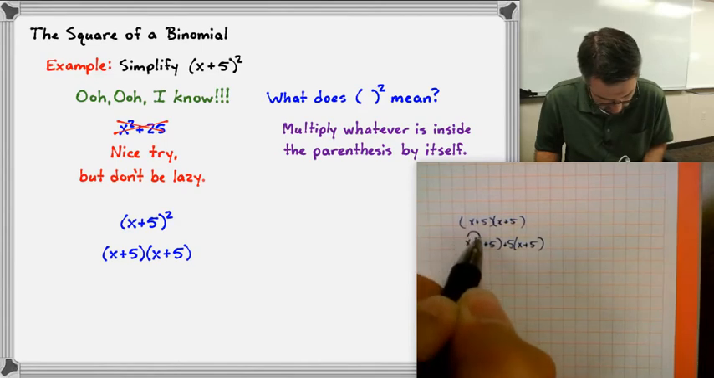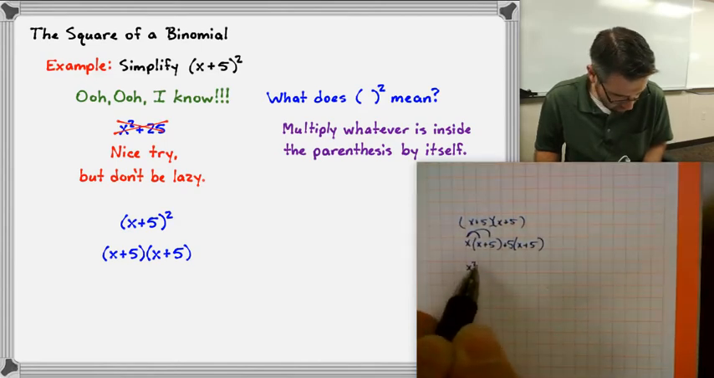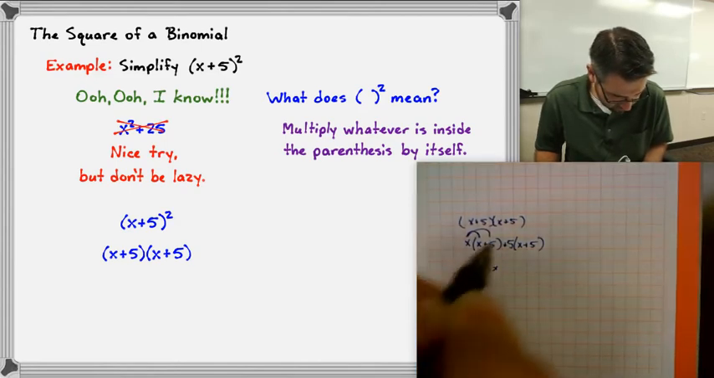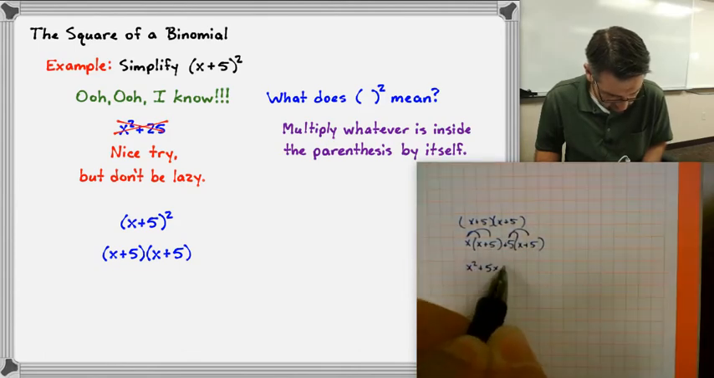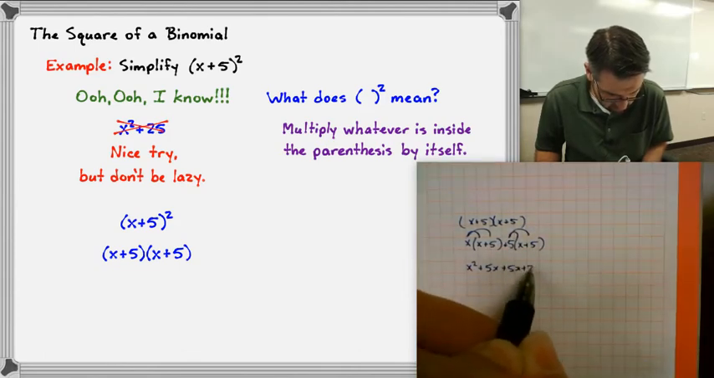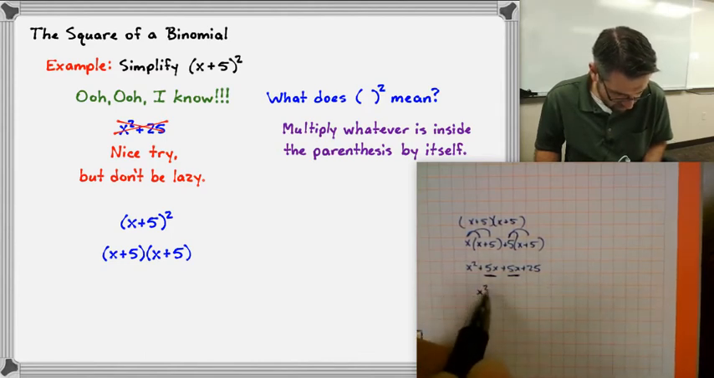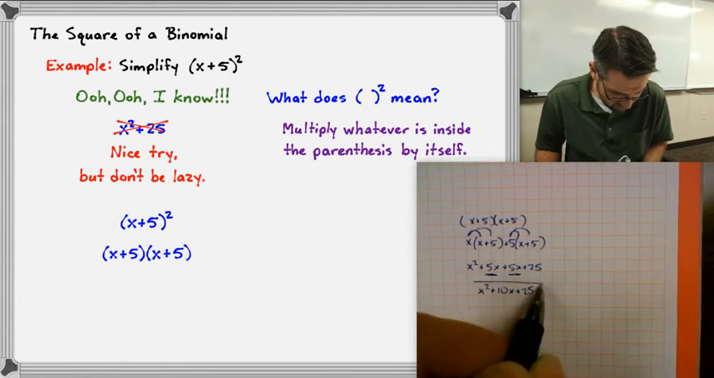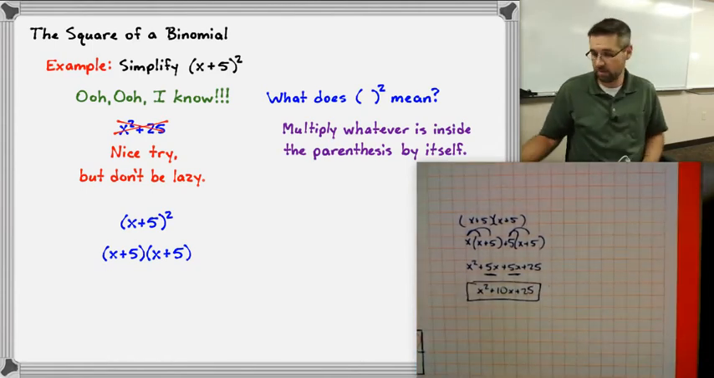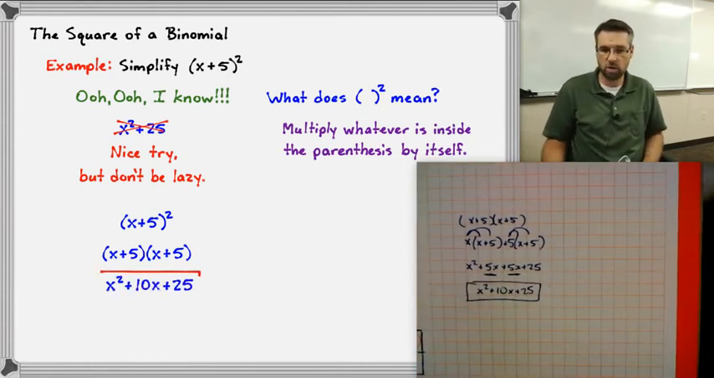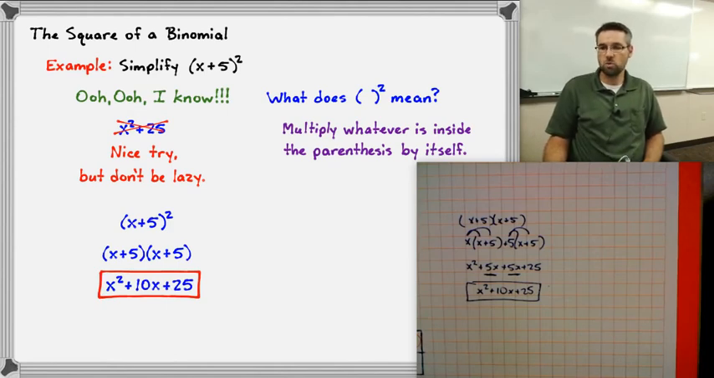And then we'll distribute those, and we end up with x squared plus 5x. And then we'll distribute the 5, so we get plus 5x plus 25. Then we'll combine our like terms, so we end up with x squared plus 10x plus 25. That is the correct answer there, okay? X squared plus 10x plus 25.